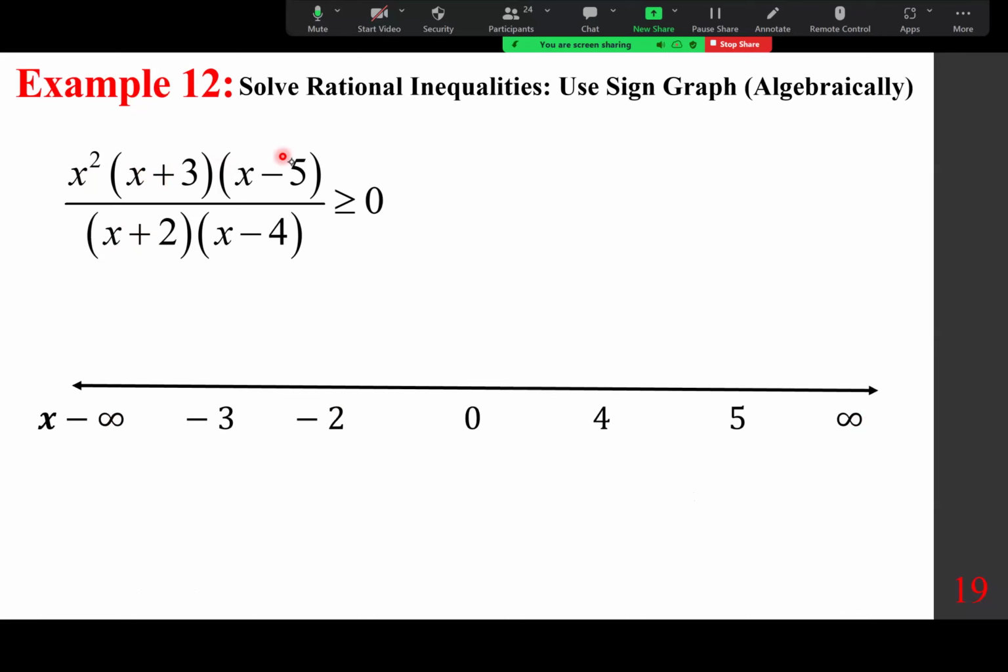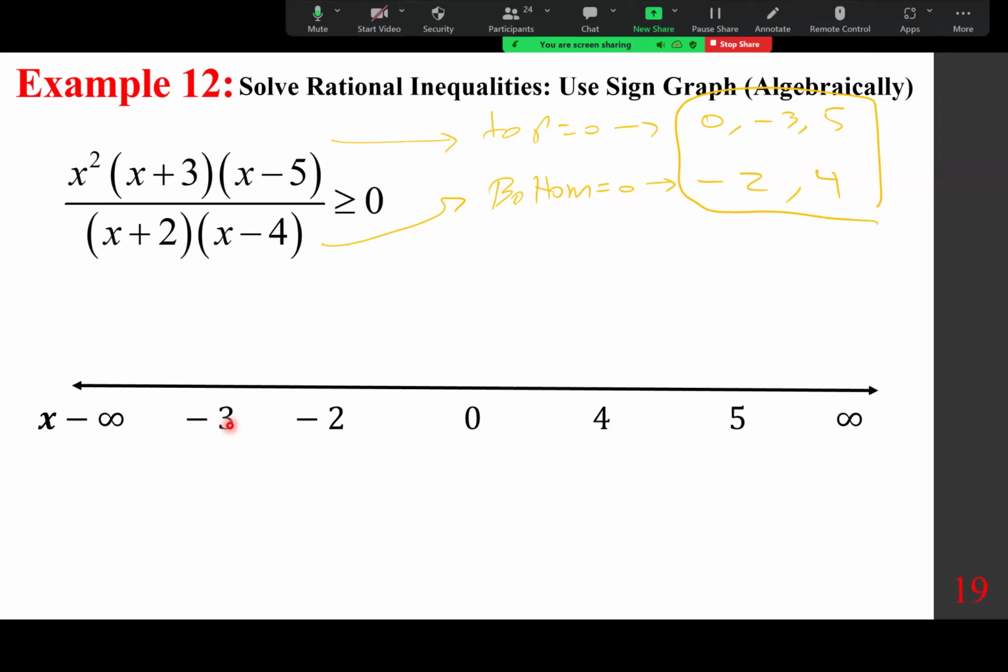And all of these numbers that make the top and the bottom 0, let me just write it. The top equals 0 gives us 0, -3, 5. The bottom is 0, gives us -2 and +4. You put all of these numbers in order from smallest to largest. So that's why we put -3, -2, 0, 4, 5.